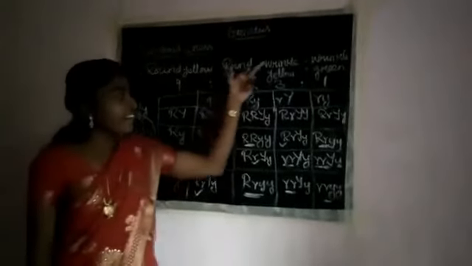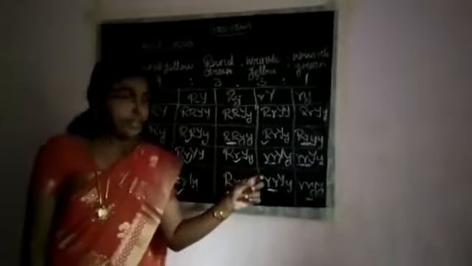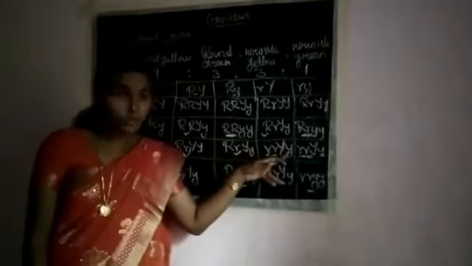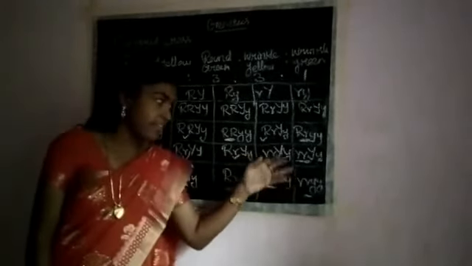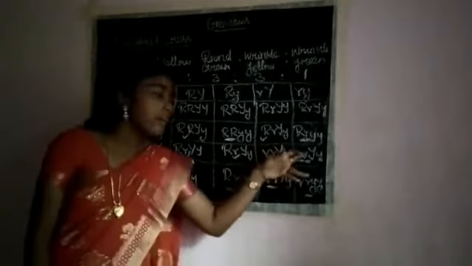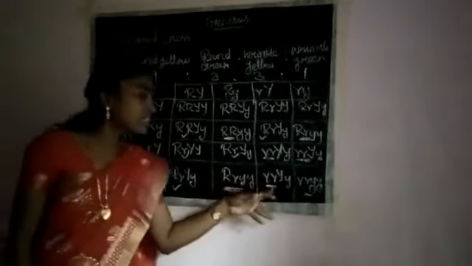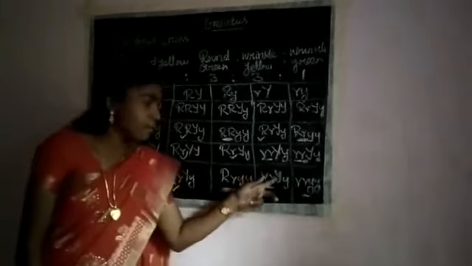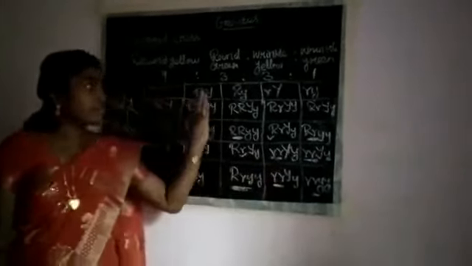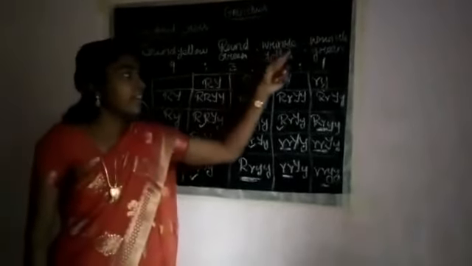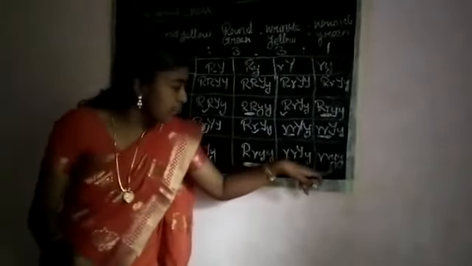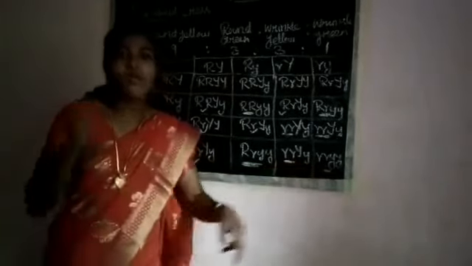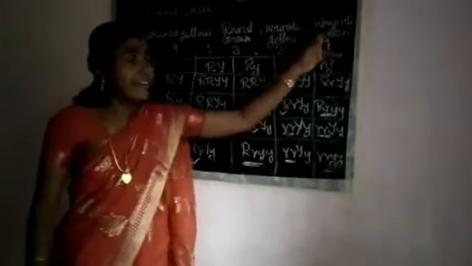Next is the wrinkled yellow. It is represented by small r and capital Y. In the third row, the third cell contains the small r, capital Y. The next cell also contains the small r, capital Y. Then in the fourth row, the third cell contains the small r, capital Y. So in total, 3 offspring are indicated as wrinkled yellow. The next is the wrinkled green. It is represented by small r and small y. It is present in the fourth row and the last cell. Only one offspring contains the wrinkled gene.